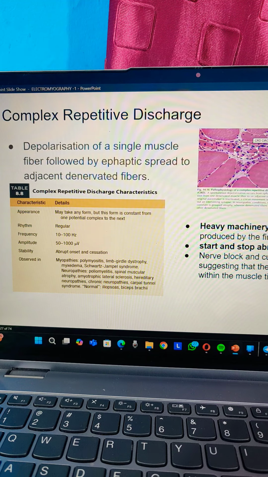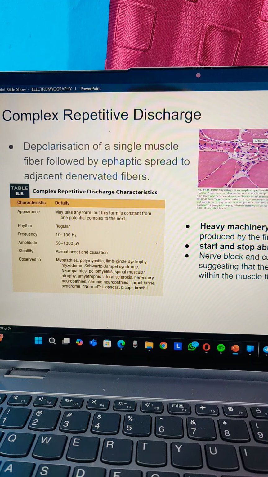Abrupt onset and cessation. Observed in myopathy, polymyositis, limb girdle dystrophy, myxedema, Schwartz-Jampel syndrome, neuropathies, poliomyelitis, spinal muscular atrophy, amyotrophic lateral sclerosis, hereditary neuropathy, chronic neuropathy, carpal tunnel syndrome, iliopsoas, biceps brachii.